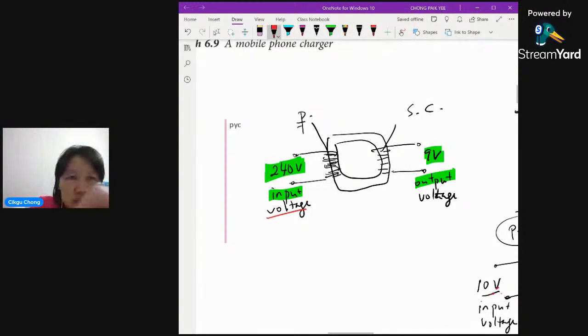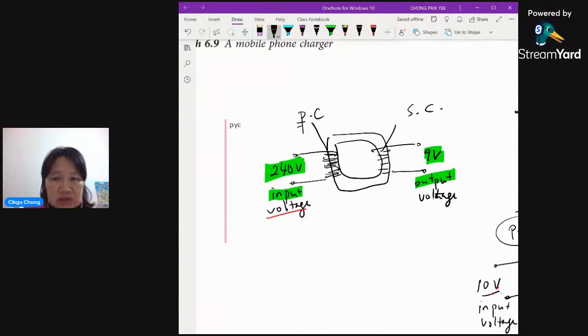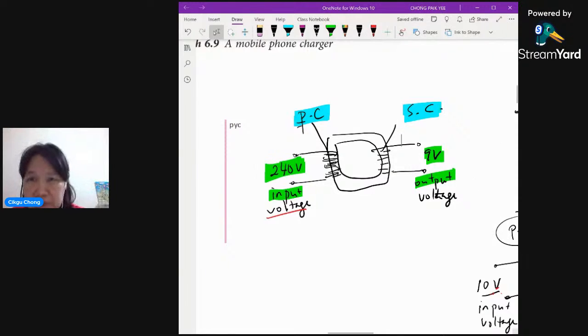Maybe you can just type in your chat there. Is it increasing or decreasing the voltage now? This particular transformer. Okay, I see some response. Let me just highlight this one first. Okay, this is PC. This is secondary coil. Yes, I see decrease. Many people say decrease. Correct, correct. All of you are correct.